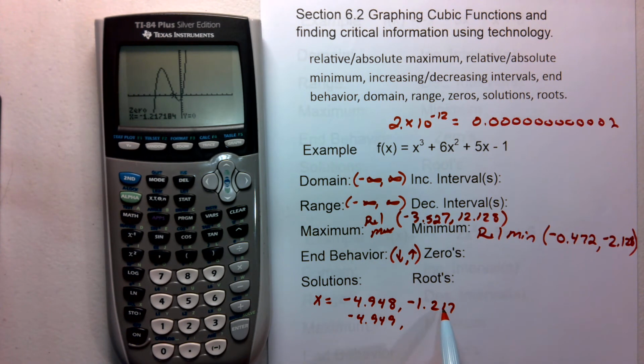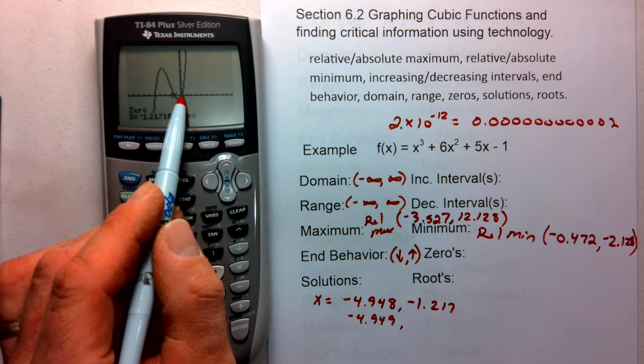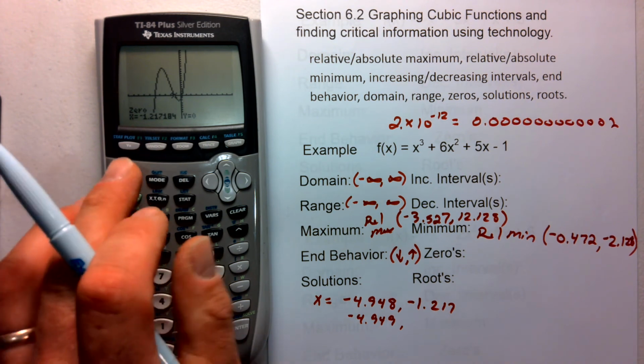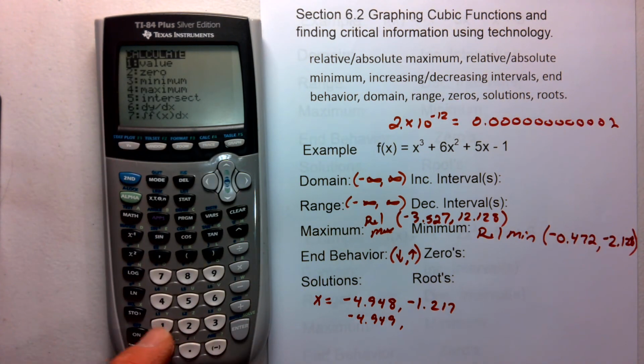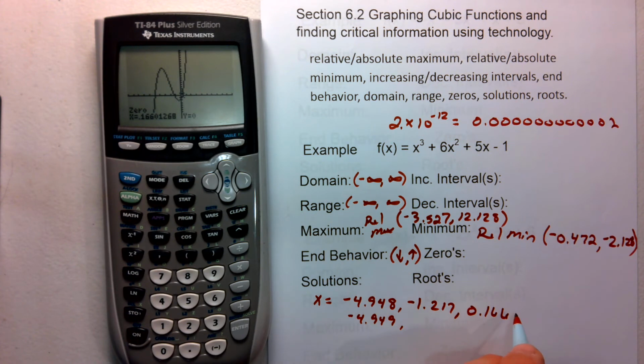Again, to 3 decimal places, we're not going to be able to round that because the next number would be a 1. Looks like we have another one pretty close to right after 0, just to the right of 0. So I'm going to second trace and do my zeros. This time I'm going to type in 0 for my left bound. My right, I'm going to type in 1. Hit enter for my guess, and I get 0.166 and then 0, so that's not going to round. That 6 is going to stay at 6. So those are my solutions, my roots, and my zeros.